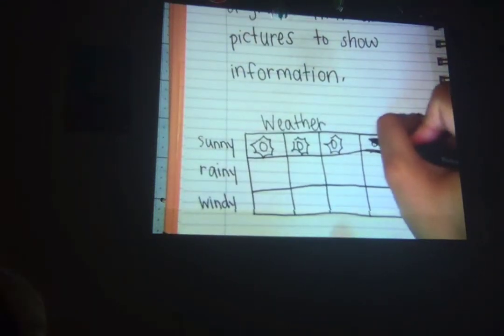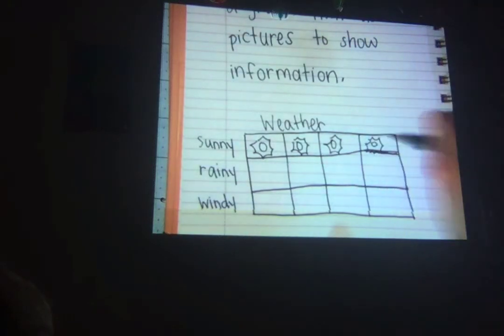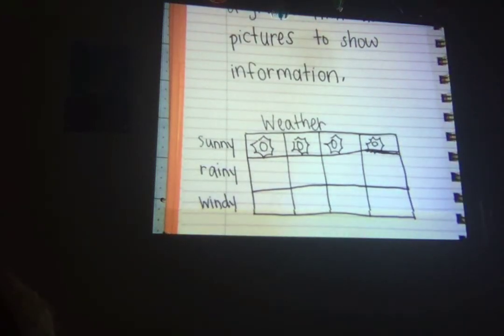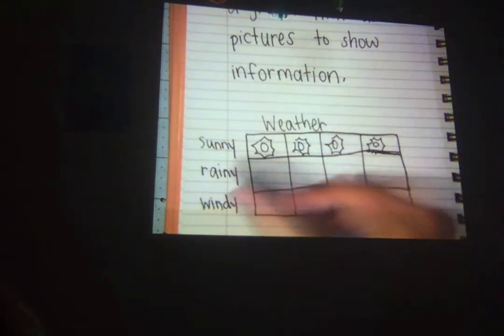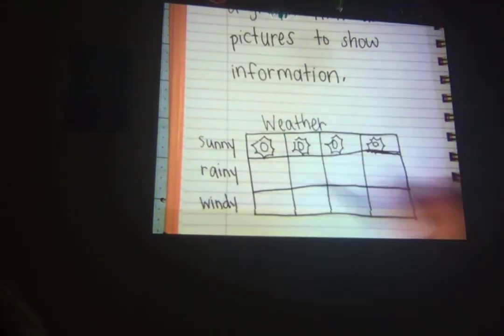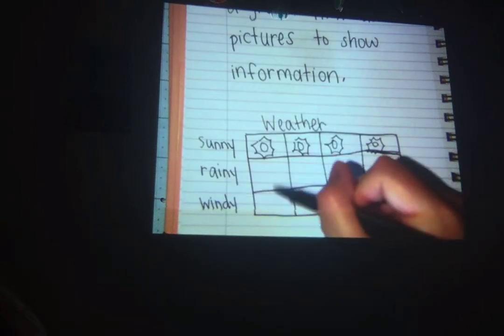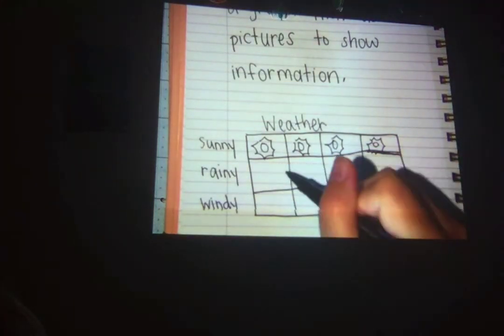Just like that. And in the same month, last month, let's say there were 3 rainy days. Now, I could just draw some raindrops in here to go with the rainy days, but because I want all my pictures to be the same, just to make it easy, I'm going to draw more suns. So, if there were 3 rainy days, how many suns am I going to draw?